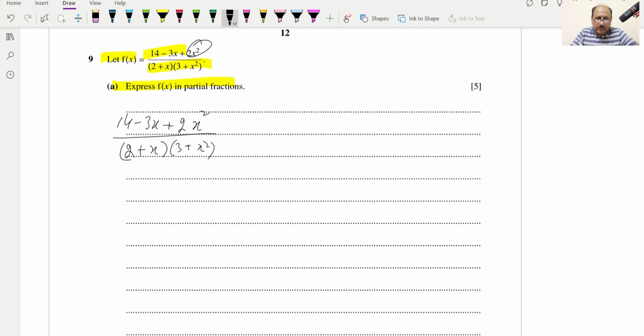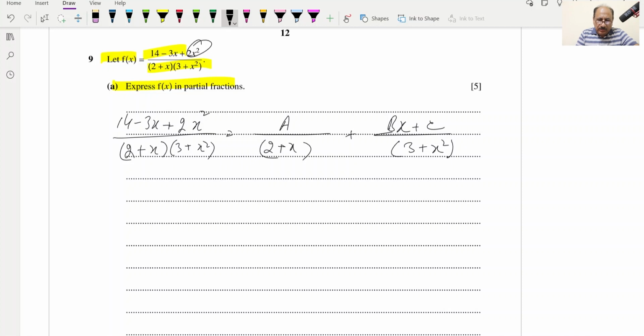So we can take A, and the second constant we can take Bx plus C. The power will be one less, so this is Bx plus C over 3 plus x squared, and A over 2 plus x. This will be the partial fraction; this one will be the linear, and this one will be the quadratic, so one less.